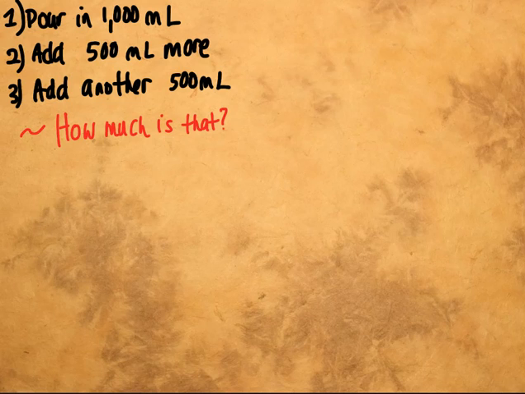Well, let's see. 1,000 plus 500 plus 500. I'm going to take the two 500s, add those up to make 1,000, and add that to the first 1,000. So my number is 2,000. What's yours? 2,000 milliliters is the same as 2 liters. That was just to make my point.